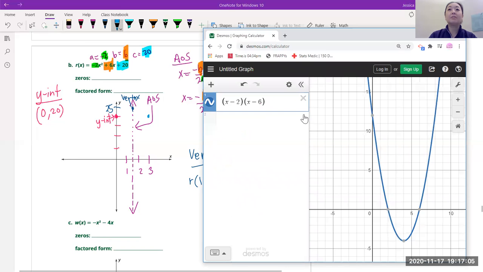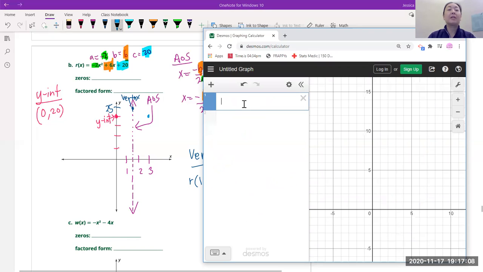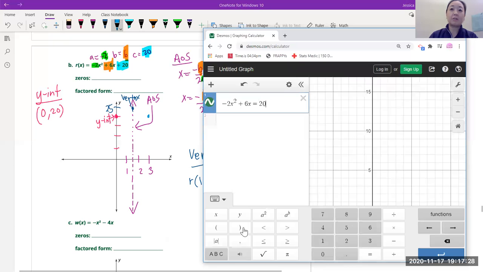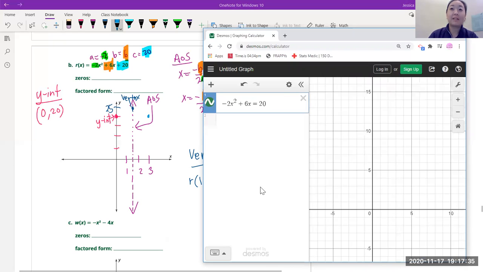Okay, take these guys out. And we're going to type -2x squared. If you want, you can use the caret to help you with that squared thing. Just move it over to the right. And then it's going to be plus 6x plus 20. If you're using your phone, you have the square button down here, so you can just push that instead of typing x twice. That's up to you.